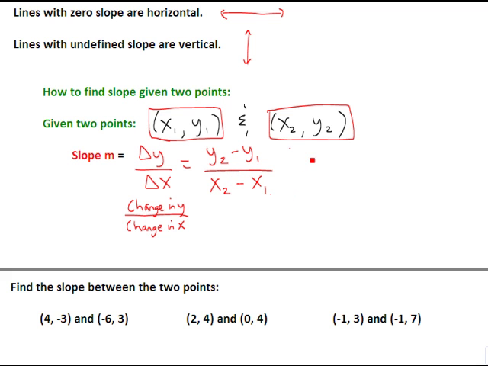The other thing to notice here is the order. It doesn't really matter which order you subtract. In my formula here, I started with y2 and went y2 minus y1 over x2 minus x1. You could also do y1 minus y2. You just want to be consistent in the denominator. So if you start with y1 on top, you'd want to start with x1 on the bottom. So make sure you subtract in the same order, but it really doesn't matter which point you start with.